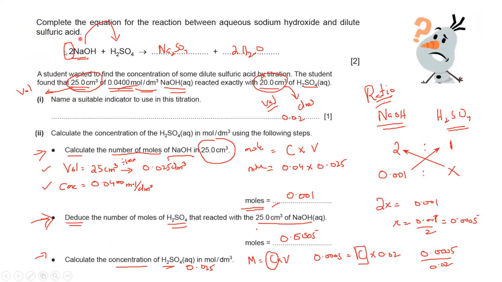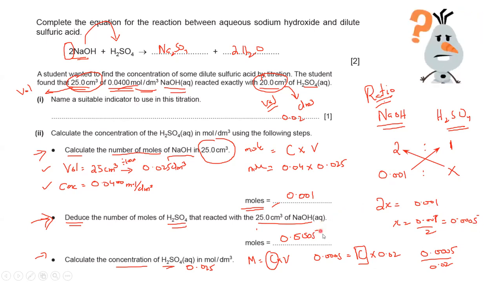And what ratio did we take? Because given is sodium hydroxide and required is sulfuric acid, we can take a ratio between sodium hydroxide and sulfuric acid. Sodium hydroxide, there are 2 moles according to the equation, and sulfuric acid there is 1 mole. So the ratio between them is 2 is to 1. But in the question we have 0.001 moles of sodium hydroxide. Then how many moles of sulfuric acid should be there? X, when we solve, will be 0.0005.